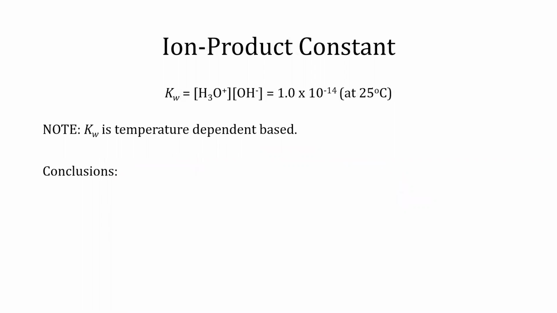The end result is that the ion product constant, or Kw, equals the product of H3O+ and OH- concentration, equaling 1.0 times 10 to the minus 14 at 25 Celsius units. Kw is temperature dependent, meaning that as temperature increases, Kw's value increases.